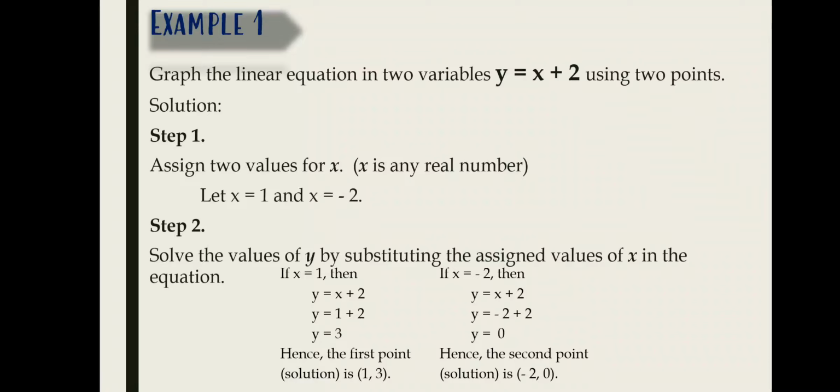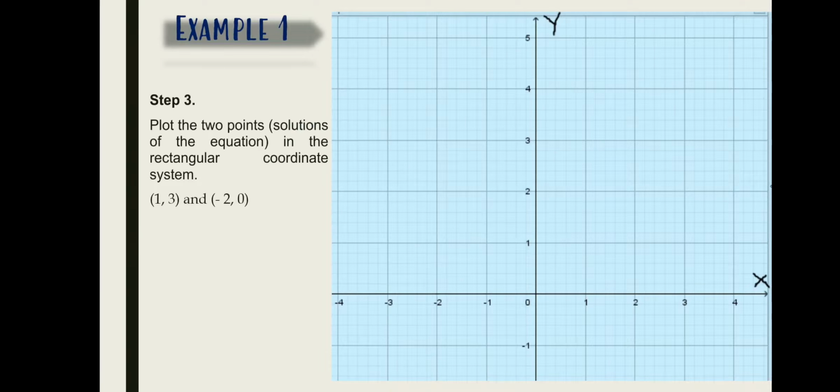Then, use the second value of x, which is negative 2, to obtain the second value of y for our second point. So, if x is equal to negative 2, then y equals x plus 2. Substitute the value of x, which is negative 2, in the equation. It will be y equals negative 2 plus 2. Negative 2 plus 2 is equal to 0. Therefore, the second value of y is equal to 0. Hence, the second point for the linear equation y equals x plus 2, if x is equal to negative 2, is (-2, 0).